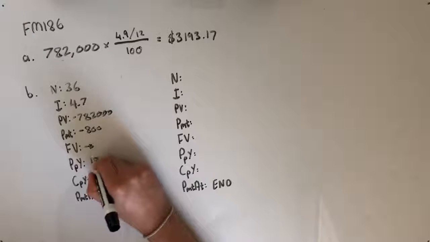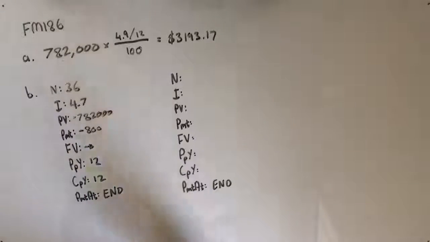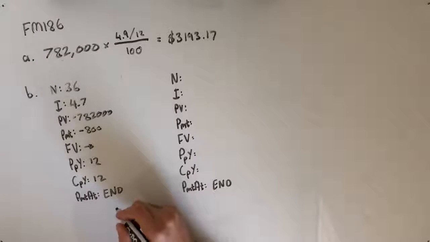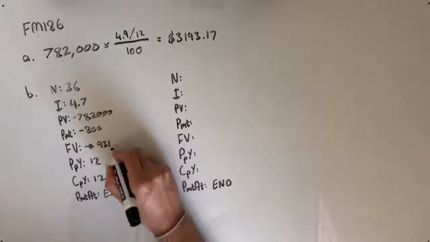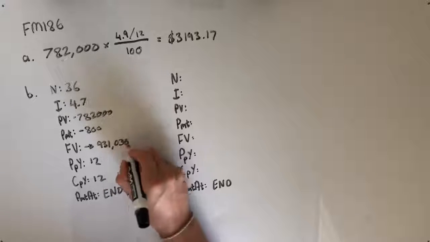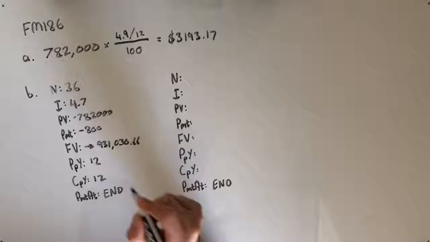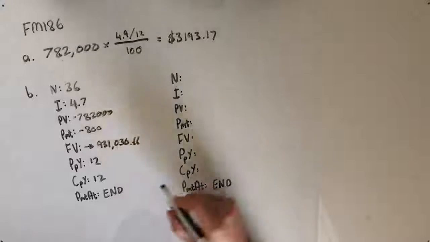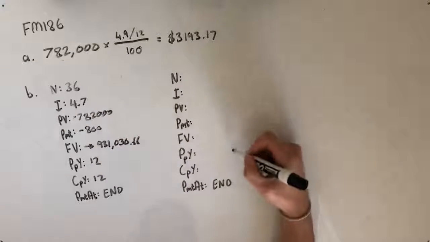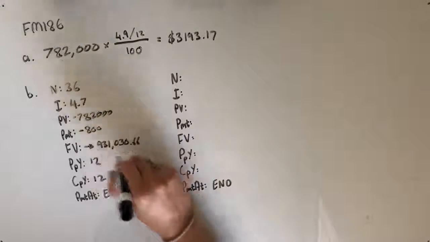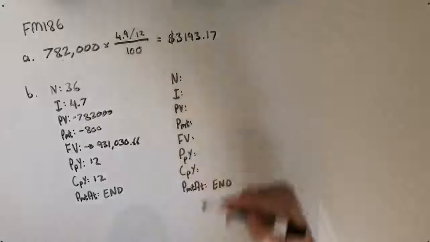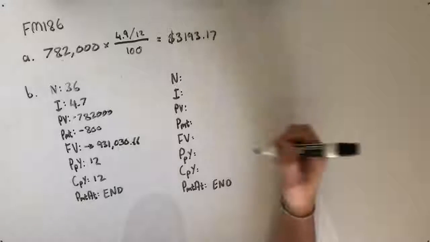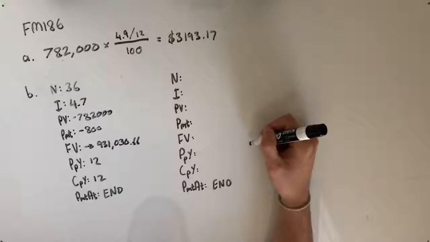Payments per year and compounds per year, 12. It's monthly. Chucking this all into Finance Solver and solving should give you a future value of $931,030 and a rounded 66 cents. Now, what I recommend doing with the next 3 years is copying this amount. So Control-C will allow you to copy the value from the future value here and allow you to move it over later when we need it in our second lot of finance calculations.